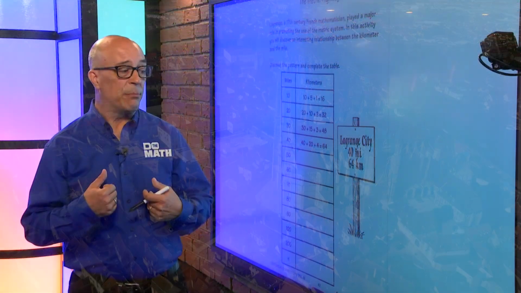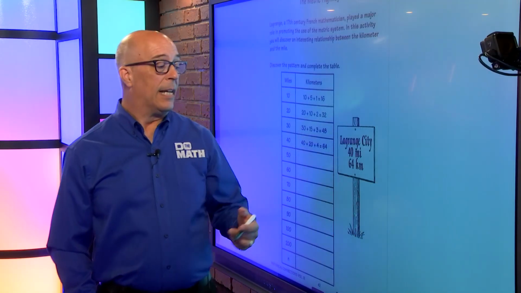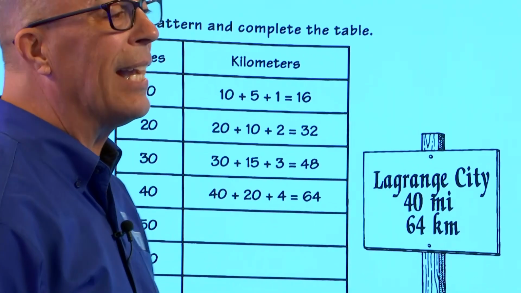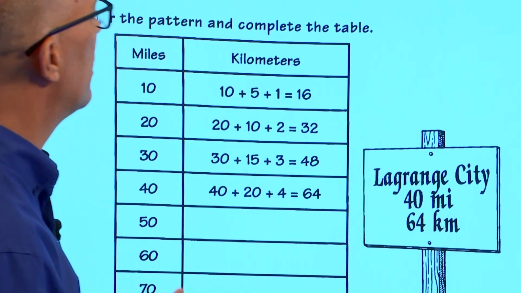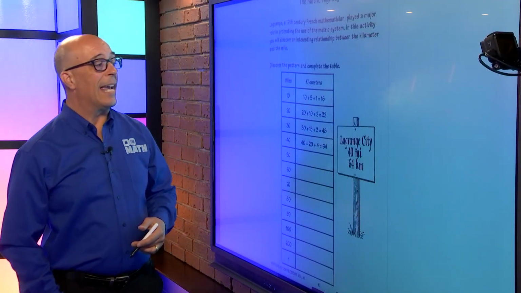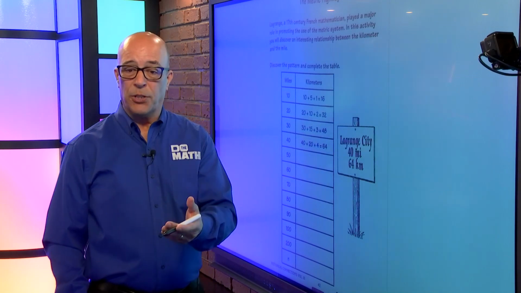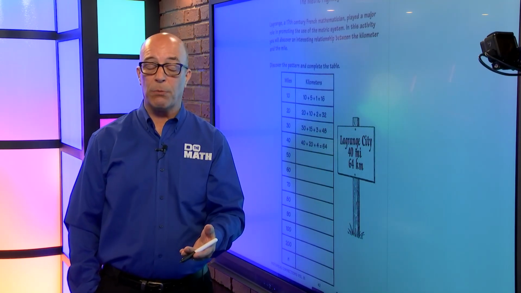Once again, we use customary units, and a lot of times when you're traveling in different parts of the country, you may see signs that say something is a certain number of miles away or a certain number of kilometers away. So let's take a look at what Lagrange did and how he came up with this formula and how you can easily do it when you're traveling. If you see the number of miles, you can figure out the number of kilometers that it would be.